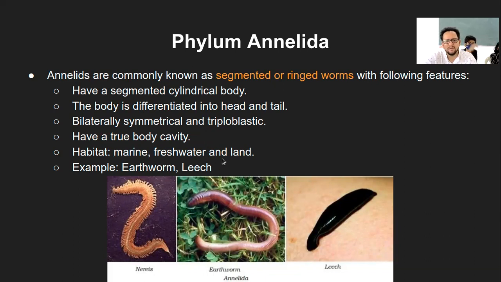Habitat, they can be close to the water bodies, either marine or fresh water, or they can even survive on the land. The examples are the earthworm and leech, which are the typical examples of this Annelida category. Again, leech is another common example you might have seen or experienced or at least heard of. That is from the phylum Annelida. And then obviously Nereis is another type, which is a kind of segmented body with hair-like structures on it. It's also an example of the phylum Annelida.